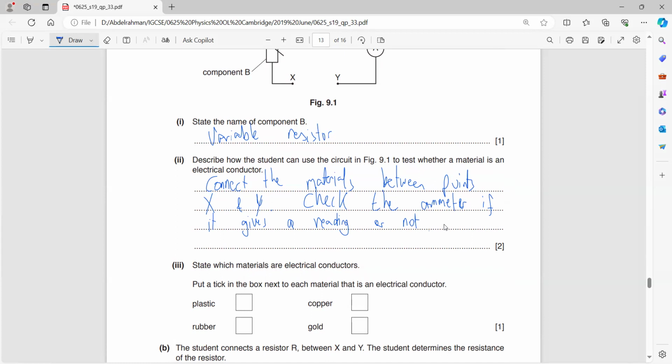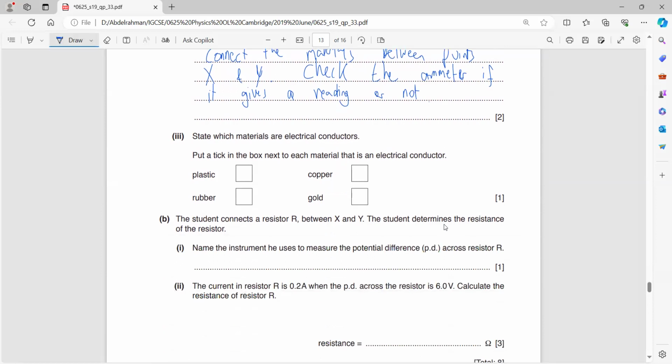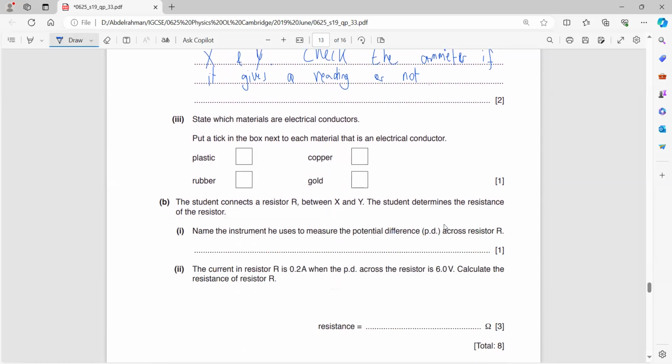State which materials are electrical conductors or not. Which of these materials are electrical conductors? Copper and gold. Yes, bravo. Copper and gold.